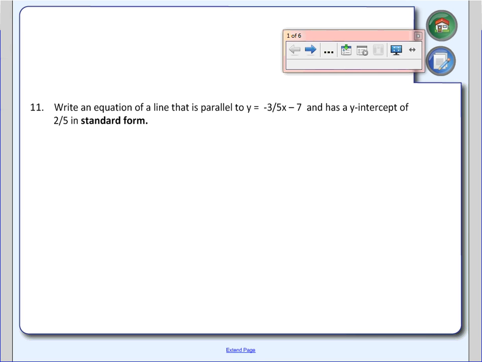All right, here we go. We're on number 11. Number 11 says to write an equation of a line that is parallel to y equals negative 3/5 x minus 7 and has a y-intercept of 2/5. And we want to make sure we write it in standard form.